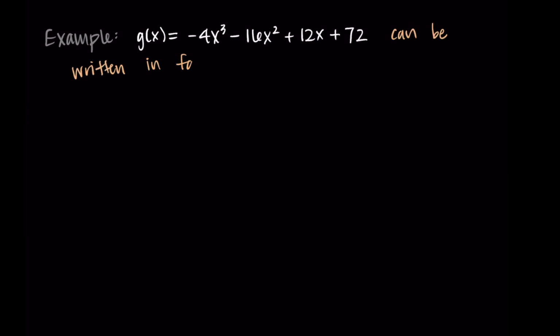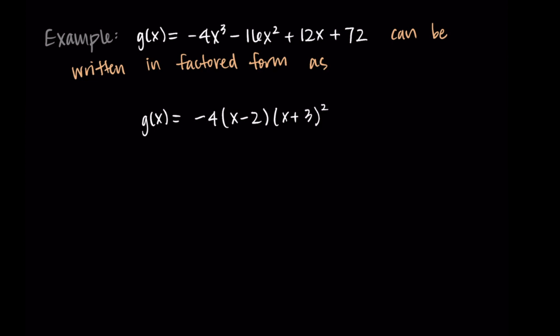Let's suppose we have the function g of x equals negative 4x cubed minus 16x squared plus 12x plus 72. So this polynomial is written in standard form, and then we could write it in factored form as negative 4 times x minus 2 times x plus 3 squared. So if we were to take these terms and multiply them all out, we would get back to our original polynomial in standard form. So here we have one horizontal intercept to the power of 1, and our other term with the horizontal intercept to the power of 2. So we'll see how this changes the way the function behaves.